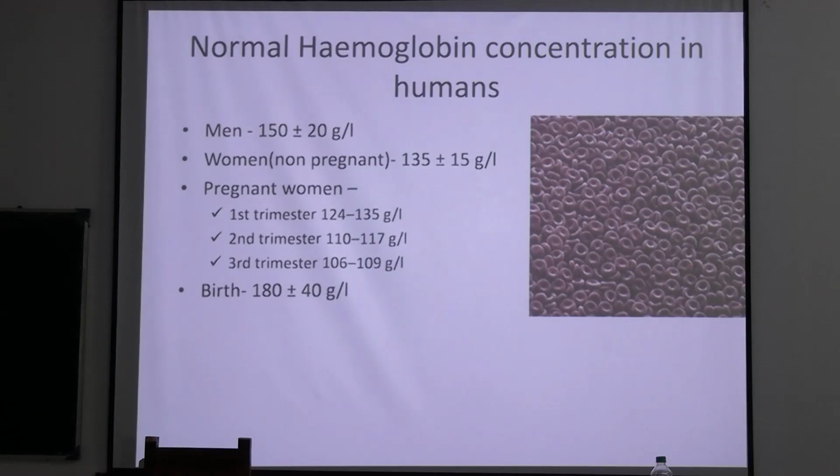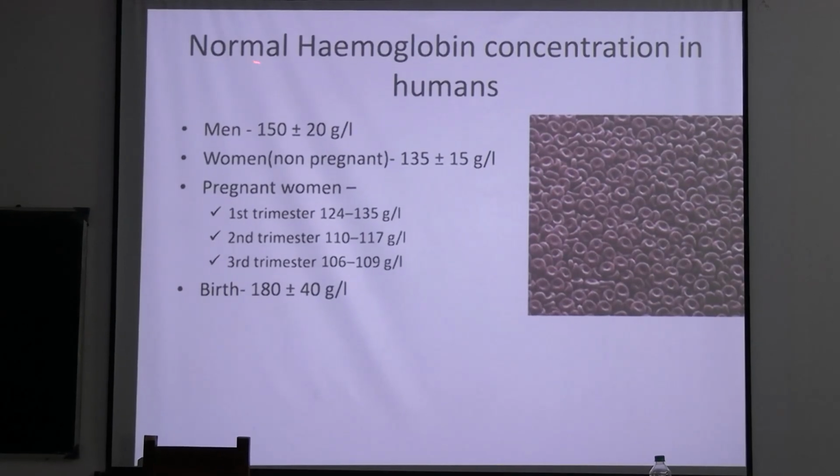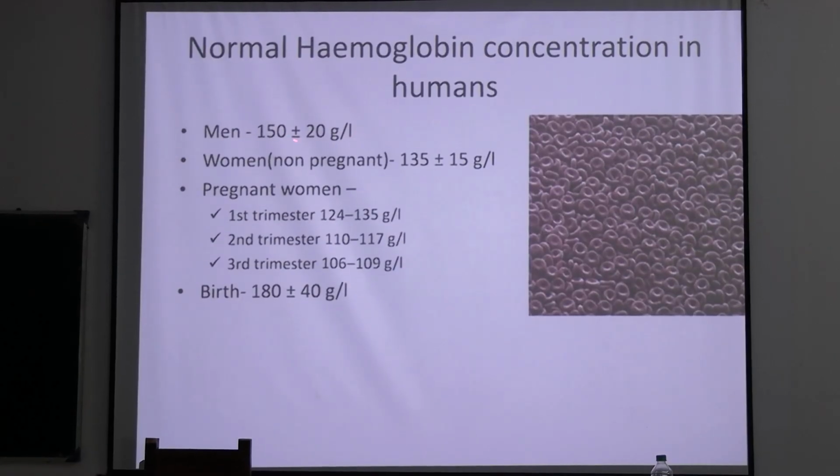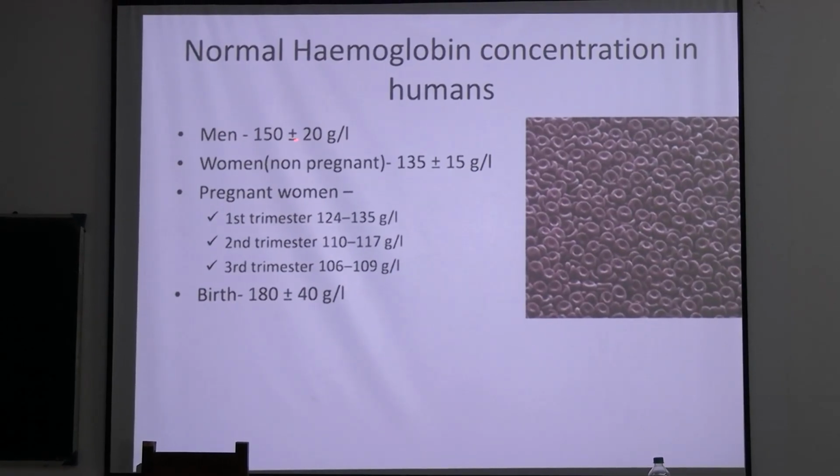So, normal hemoglobin concentration in humans, it is given in gram per liter, 150 plus minus 20 gram per liter. If you convert it to dL, it will be 15 plus minus 2 gram per dL. In case of men, this is the WHO standard. Men is 150 plus minus 20 gram per liter or 15 plus minus 2 gram per dL.